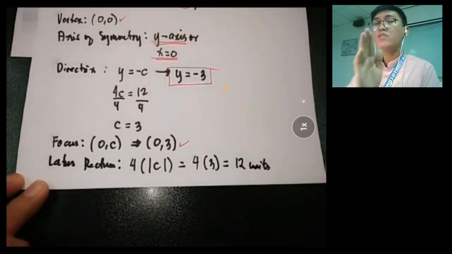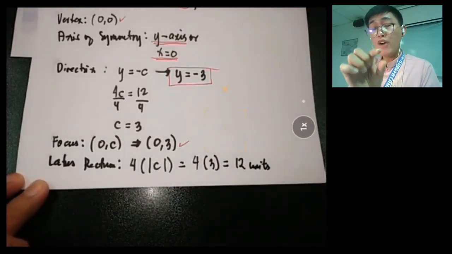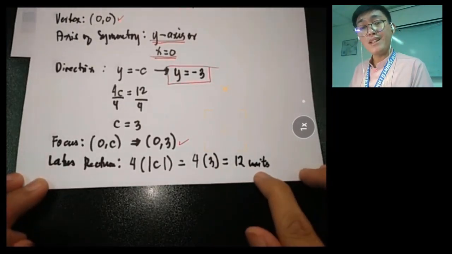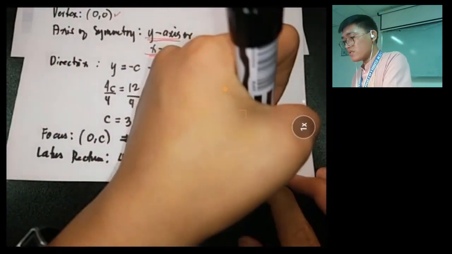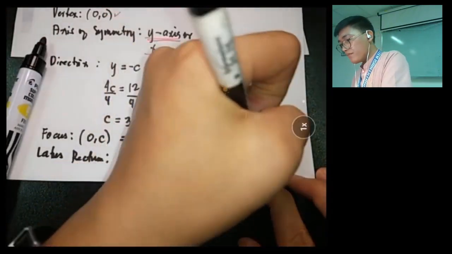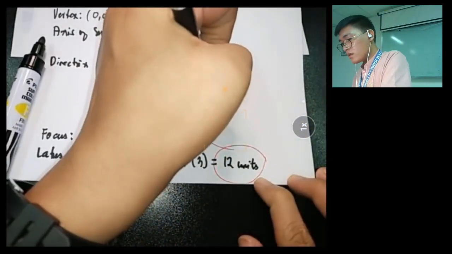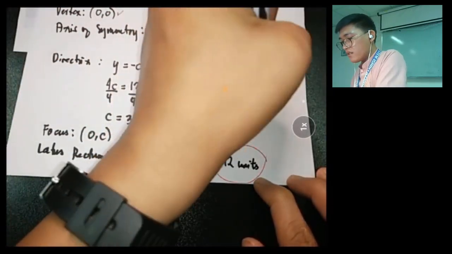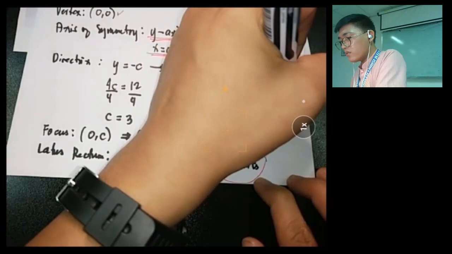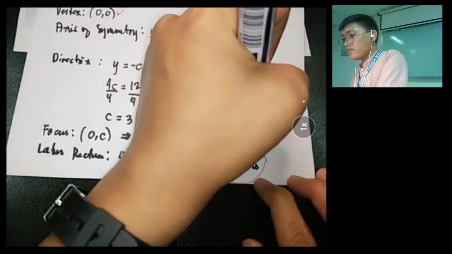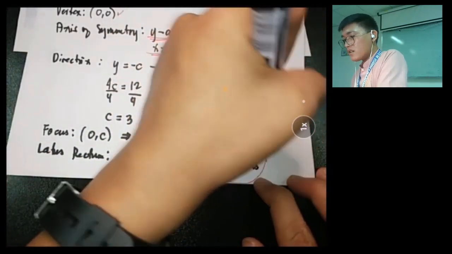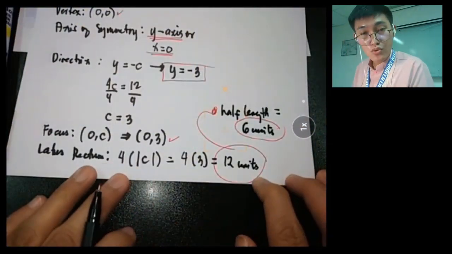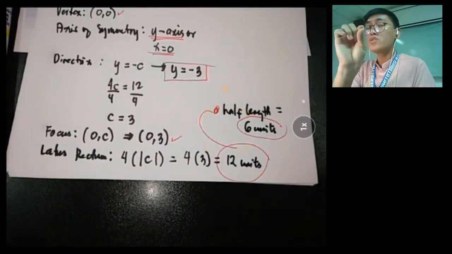But if we want to get the half value from focus to an endpoint, then you just divide 12 units by 2 and you will get the half length. So if you want to get the half length of the latus rectum, we'll get 6 units. Why 6 units? Because you just divide 12 by 2. That is from focus to an endpoint.